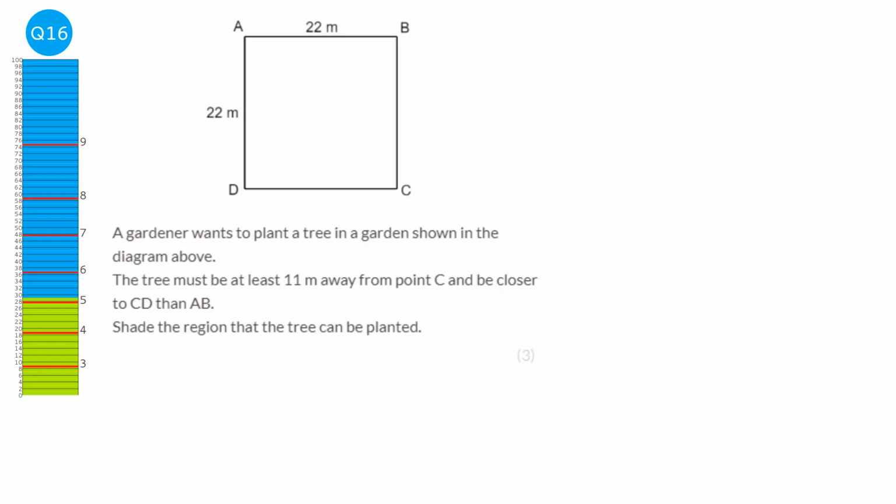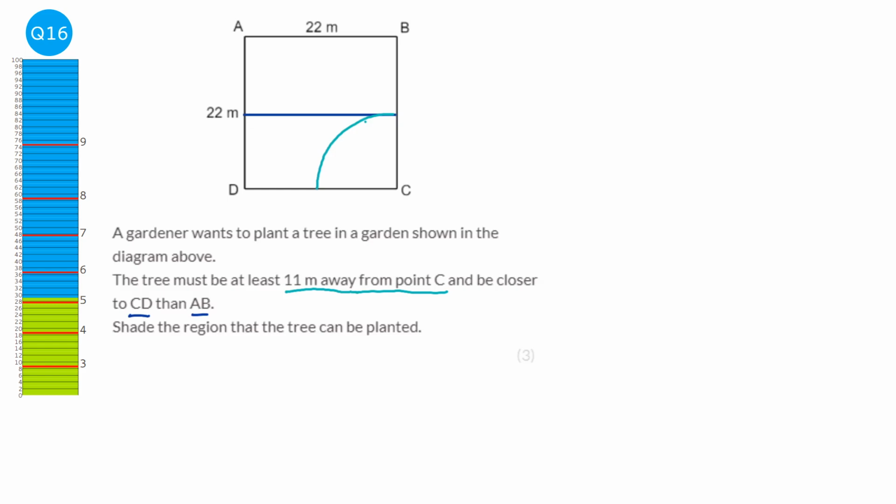The first thing to notice is that the tree must be closer to CD than AB. So if we draw a line across the middle, it can't be in the top bit because that would be closer to line AB. The second piece of information that is given to us is it must be at least 11 meters away from point C. So we get our compass out and measure 11 centimeters, or whatever the scale we're using in this diagram is, and we draw a quarter circle from C.